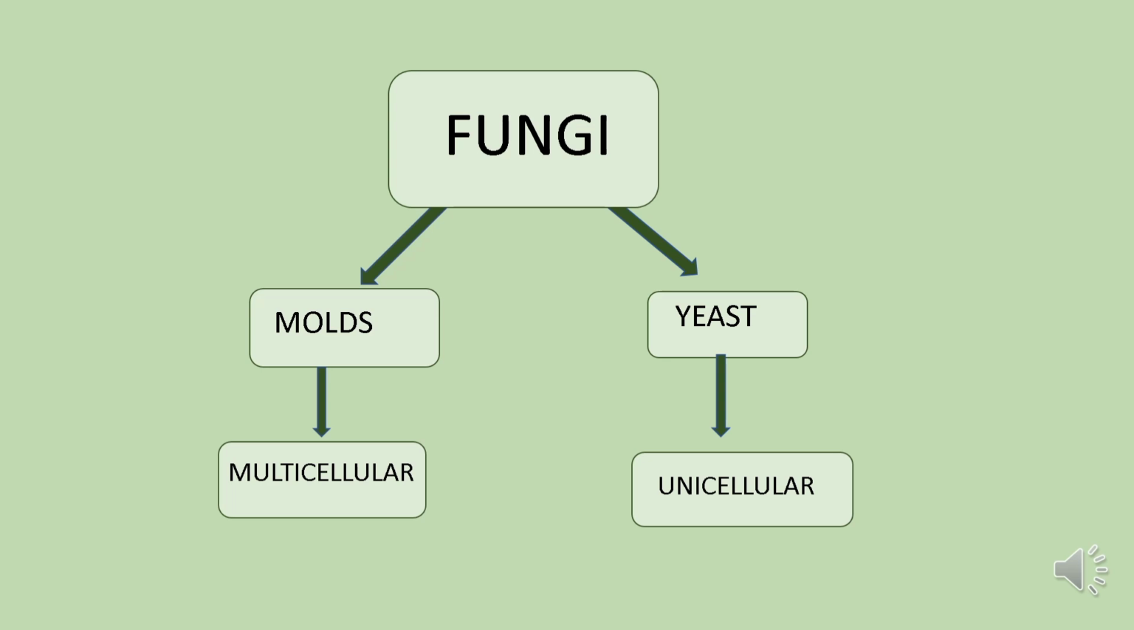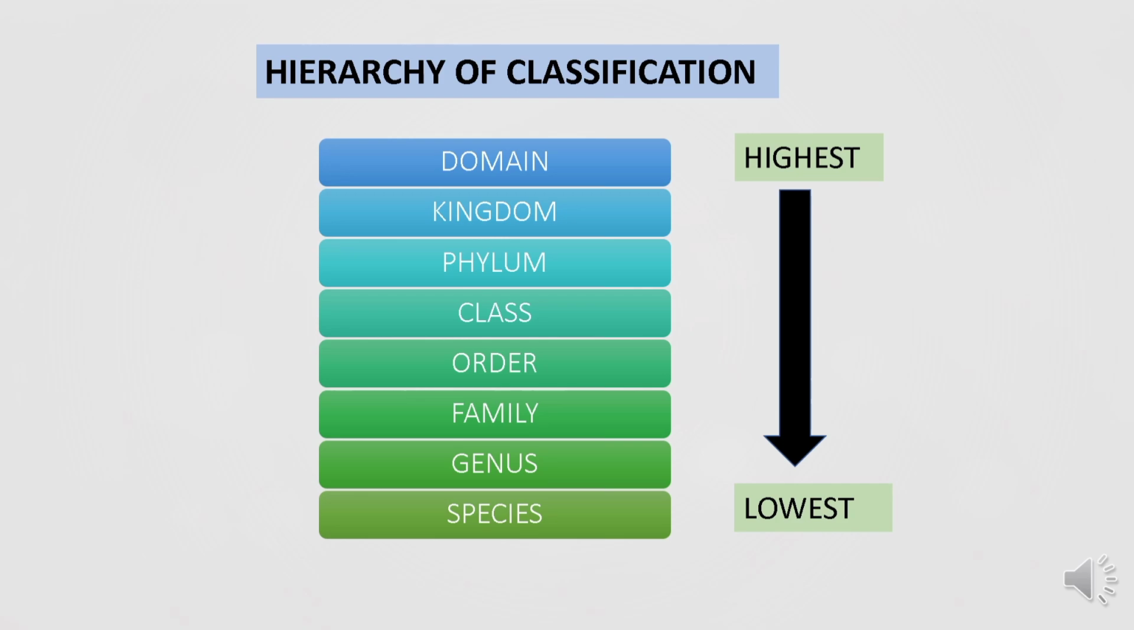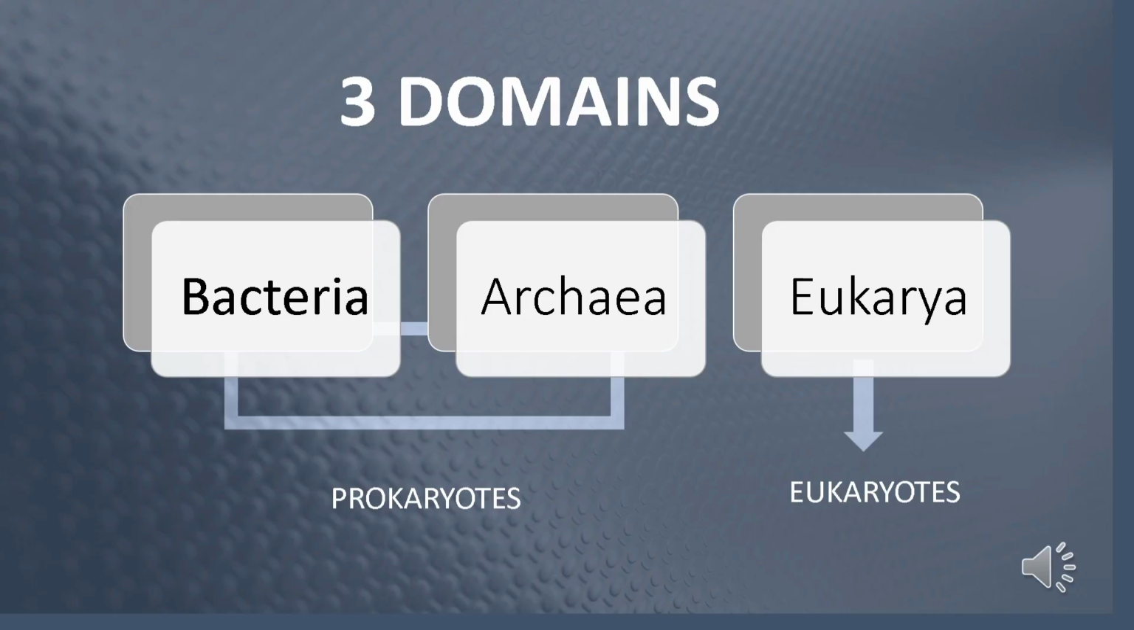We also have hierarchy of classification to put organisms into categories. So from the highest to the lowest, it's domain, kingdom, phylum, class, order, family, genus, and species. From the top, we have three domains on this planet: bacteria, archaea, and eukarya. Both bacteria and archaea are considered as prokaryotes, and eukarya are considered as eukaryotes.